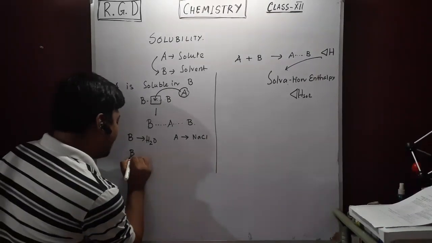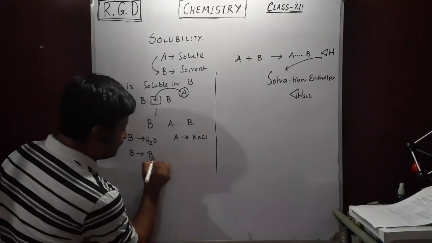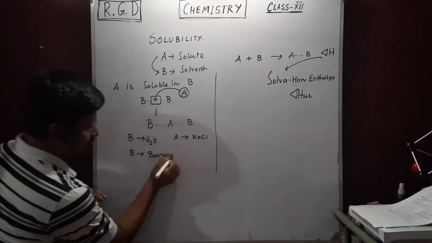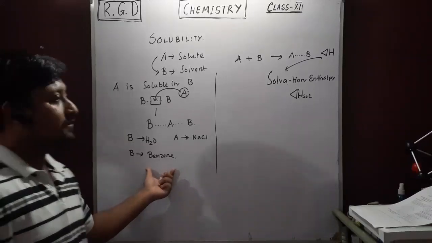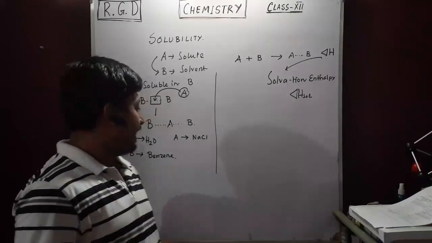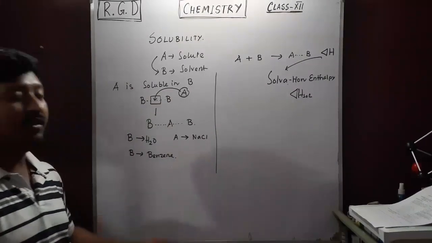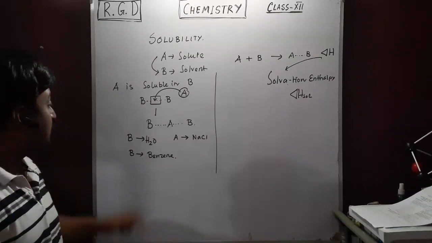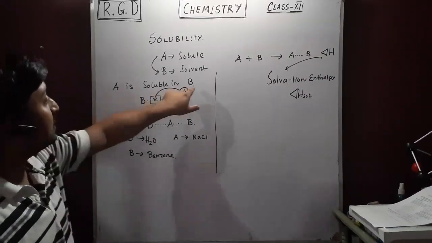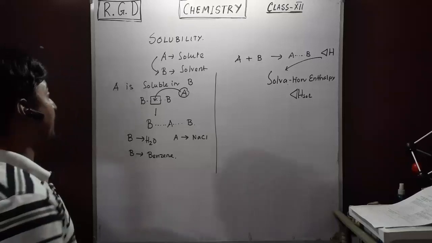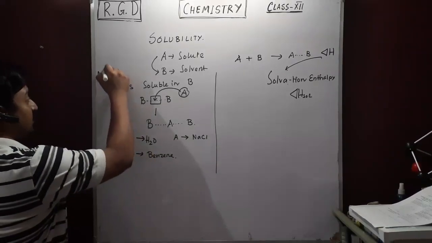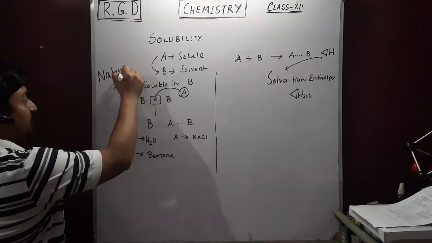But instead of water, let's say you have benzene. What will happen? Benzene is basically a non-polar solvent, and in this non-polar solvent, the NaCl will not get solvated. So that's why the nature of A and the nature of B is very much important. So the first point is nature.